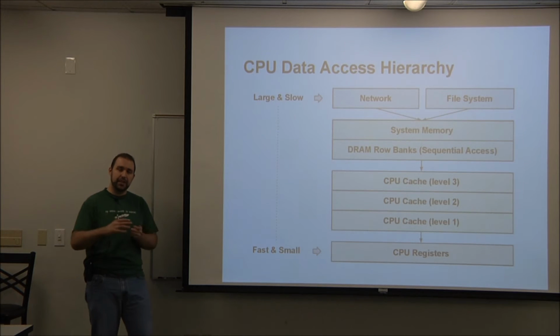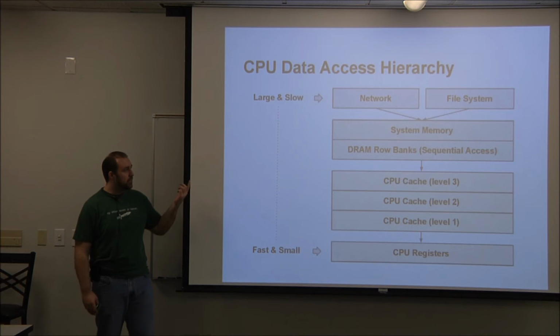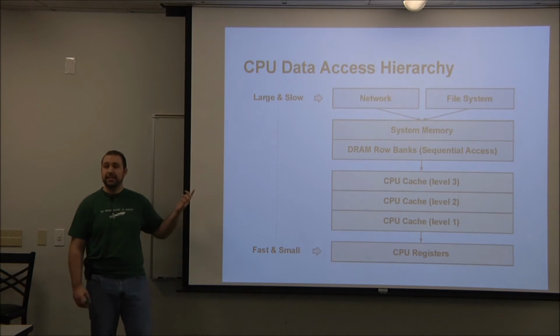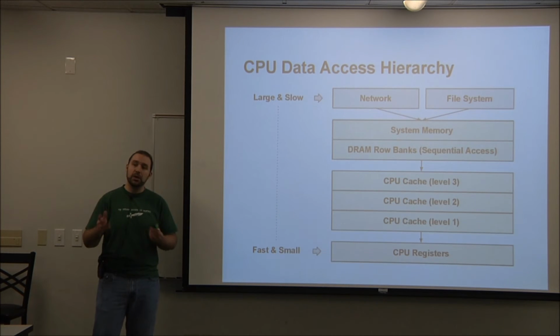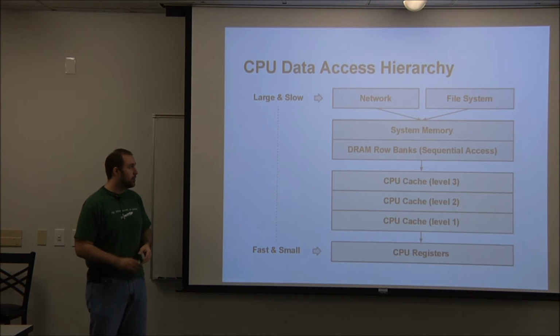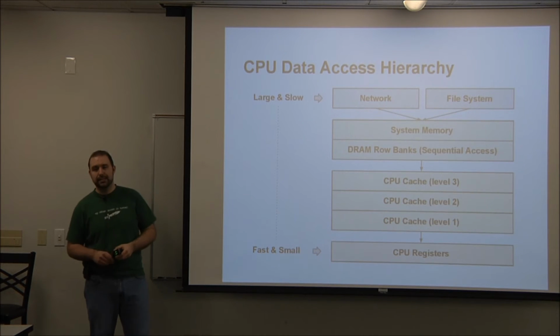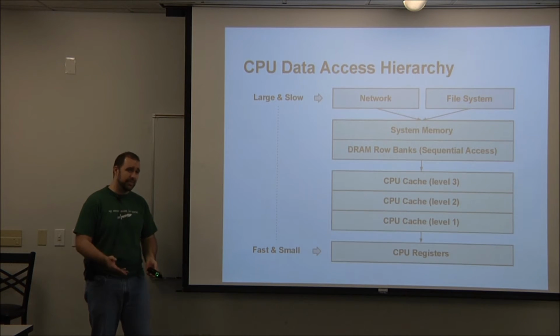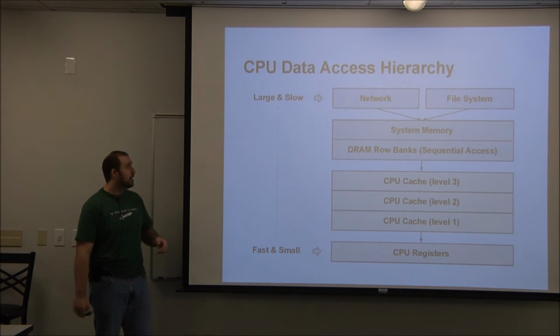So again, if we have everything in an array and we're iterating over that array, the row banks are going to make it really, really fast to keep reading from a sequential area of memory. But if we're bouncing all over memory, then the row bank isn't doing anything for us. Then lastly, at the very top is network and file system access. I'm sure you all know that accessing your disk is a lot slower than accessing RAM. That's why we try to preload and stream in data.